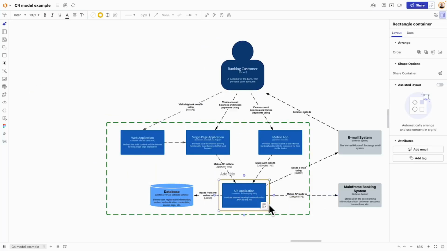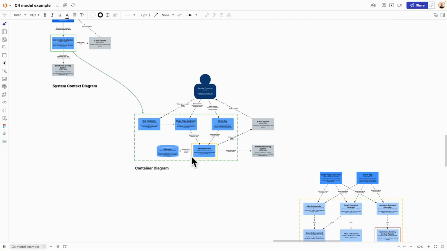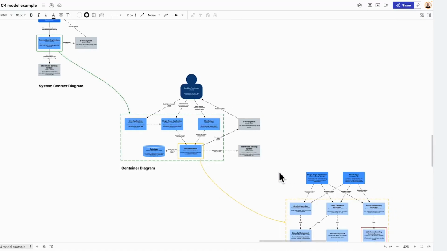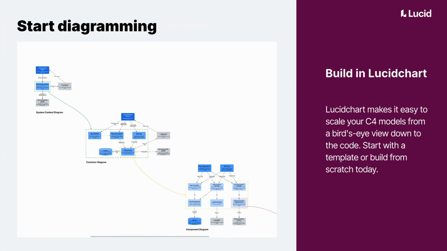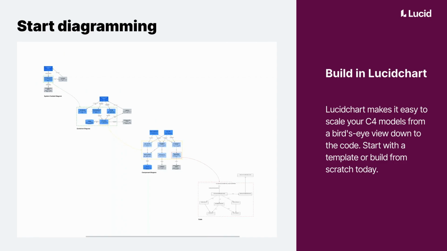Simply use hotkeys like L to draw lines between components, defining clear relationships and data flows across all 4 levels. With Lucid, you can easily navigate between high-level context and deep technical details. Start building your C4 model today to bring clarity to your software architecture.